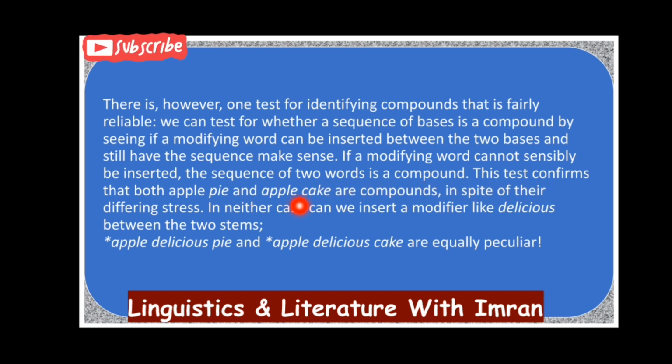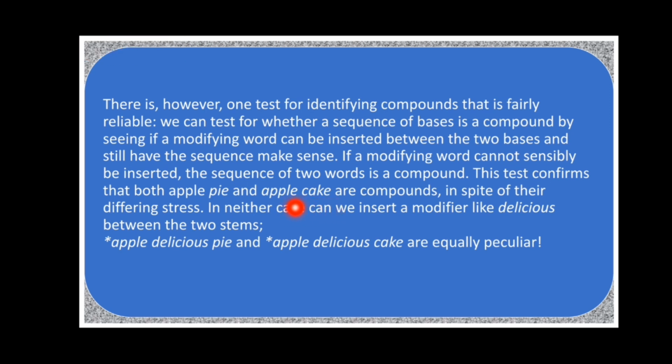This test confirms that both apple pie and apple cake are compound, because you cannot insert a modifying word here. You can't say apple delicious pie, or you can't say apple delicious cake, because it doesn't make sense. So both are compound because you can't place a modifying word between these two words, right? Or you can't insert a modifying word between this sequence of words.